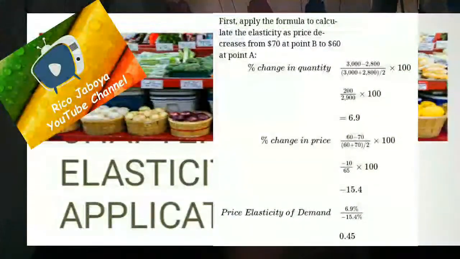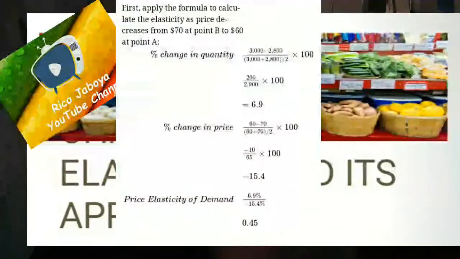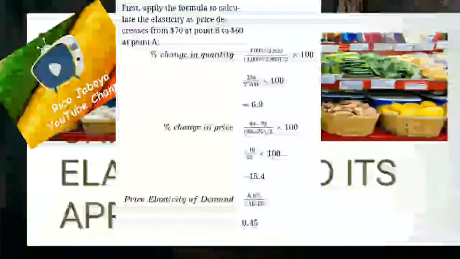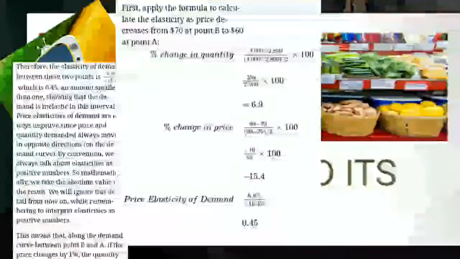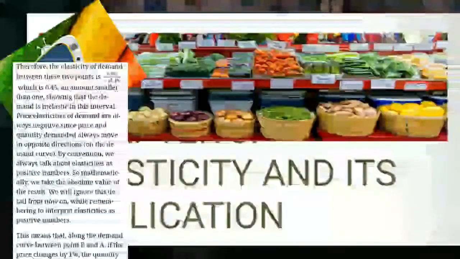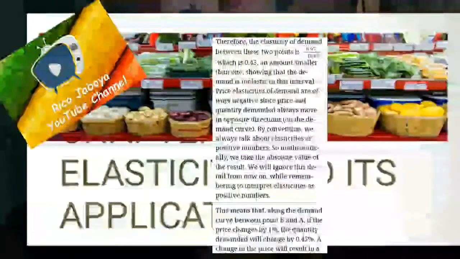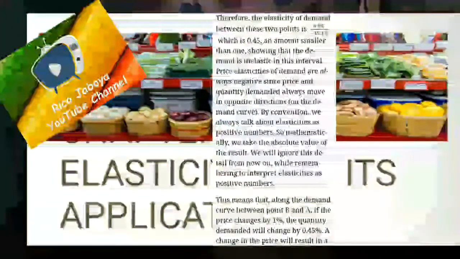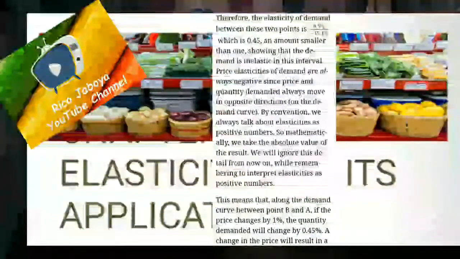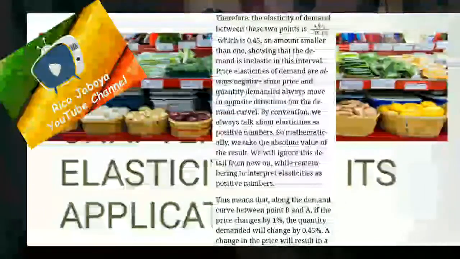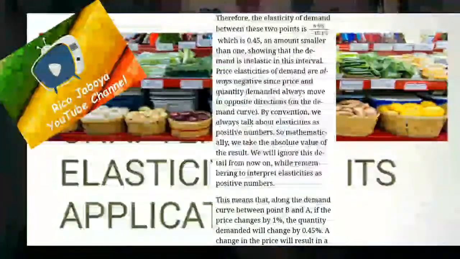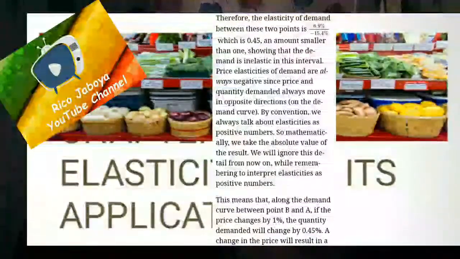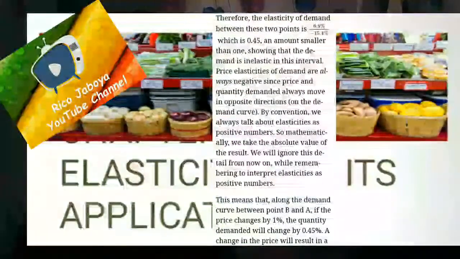0.45. All right, did you see that, guys? The answer is 0.45. Okay, so let's check it out. All right, so yan ang magiging answer niya, 0.45. So meaning to say, therefore the elasticity of demand between these 2 points is 6.9% over negative 15.4%, which is 0.45. So this is an amount smaller than 1, showing that the demand is inelastic in this interval.